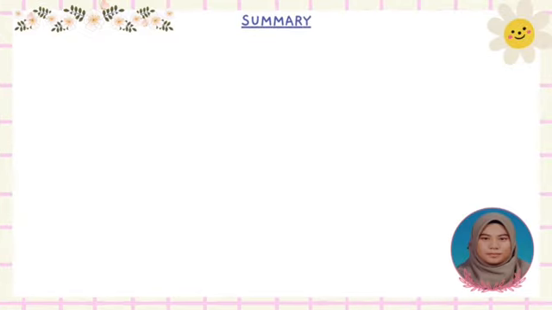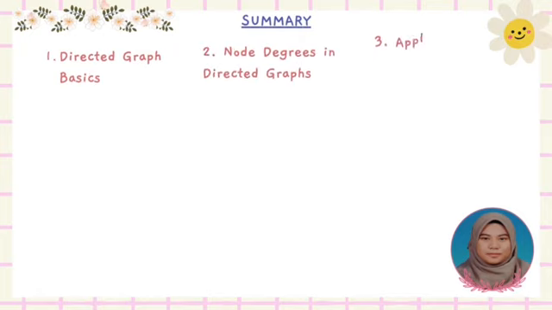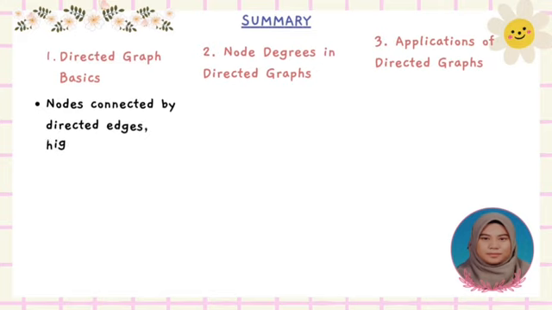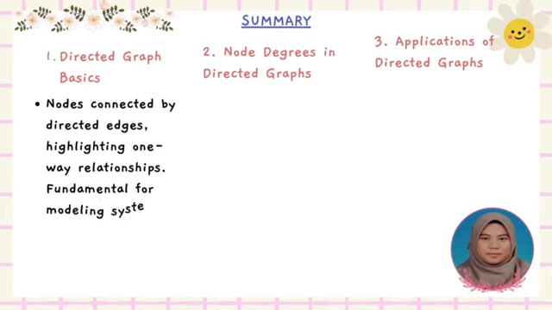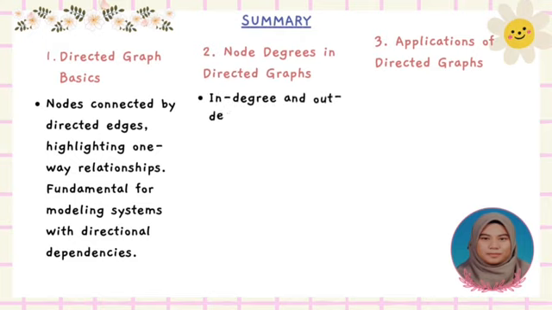Summary for Chapter 4. The first one is Directed Graph Basics, second is Node Degrees in Directed Graph, and last is Application of Directed Graph. The first one is Directed Graph Basics. Nodes connected by directed edges, highlighting one-way relationships, fundamental for modeling systems with directional dependencies.